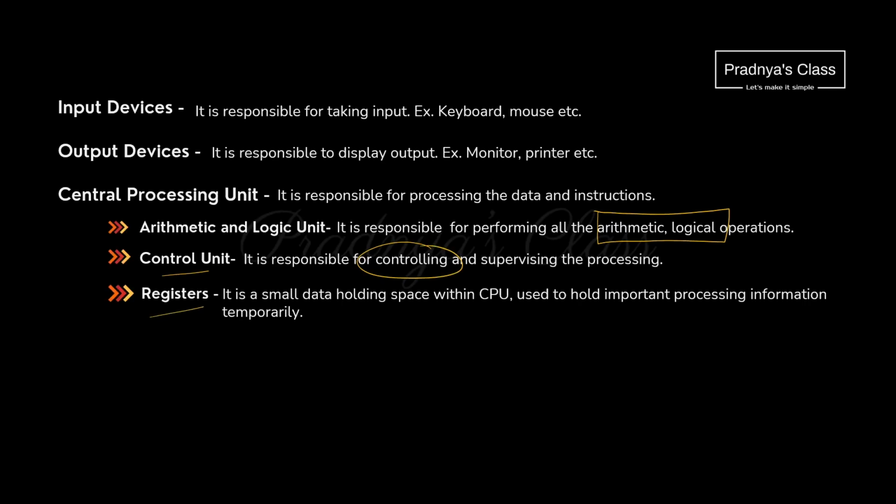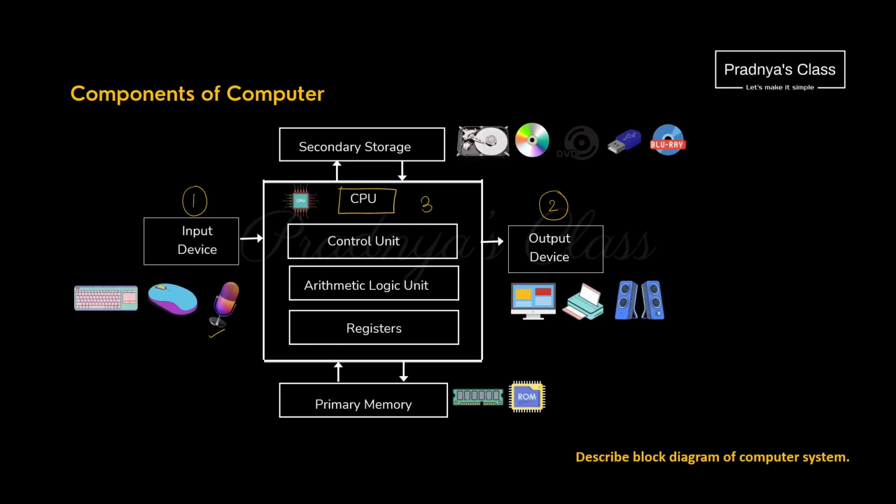And what are these registers? It's just like a storage. It holds the instructions temporarily. So ultimately, this CPU is used for processing data and instructions. So that was all about the third component of the computer.